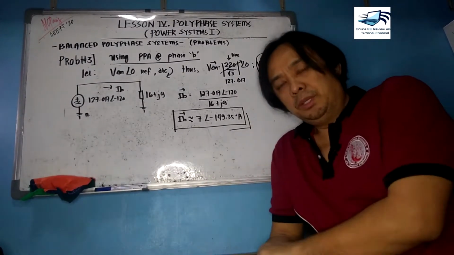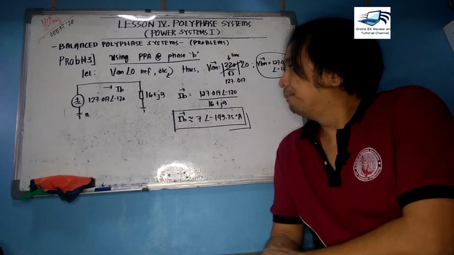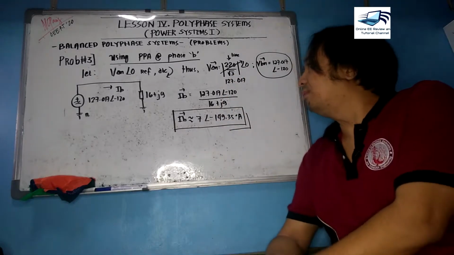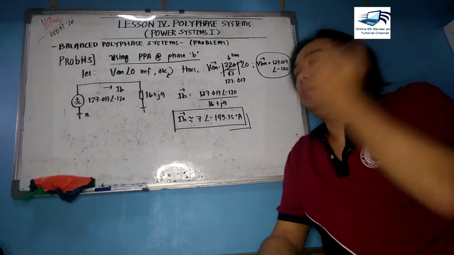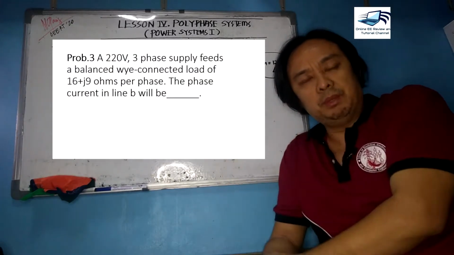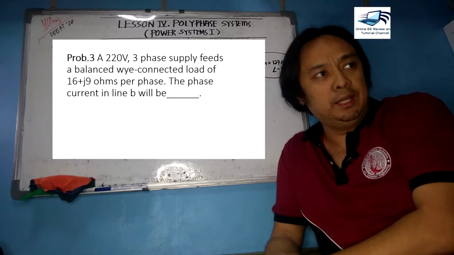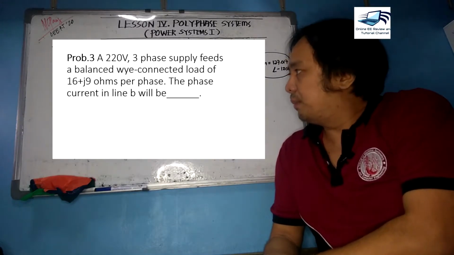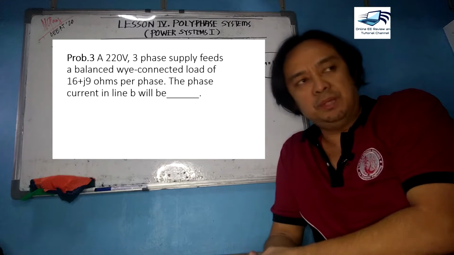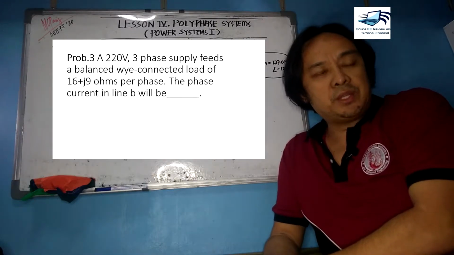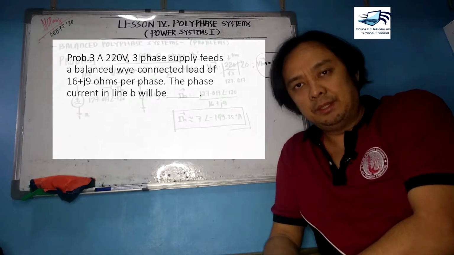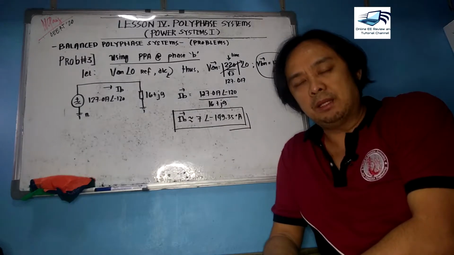Hi and good day to all of you again. So let us continue our problem solving on problem number 3. Okay, let us read the problem first. A 220 volt 3-phase supply feeds a balanced Y connected load of 16 plus J9 ohms per phase. So the phase current at line B will be equal to blank.